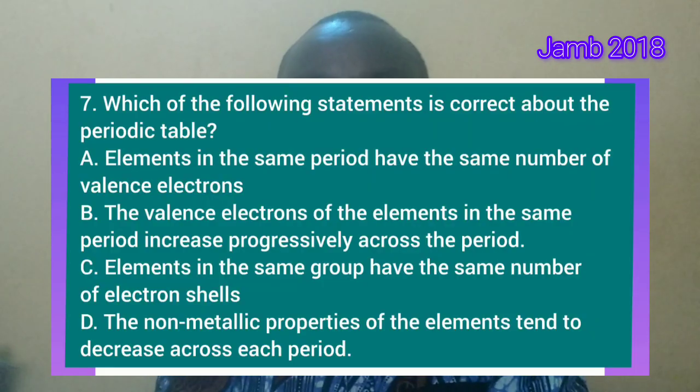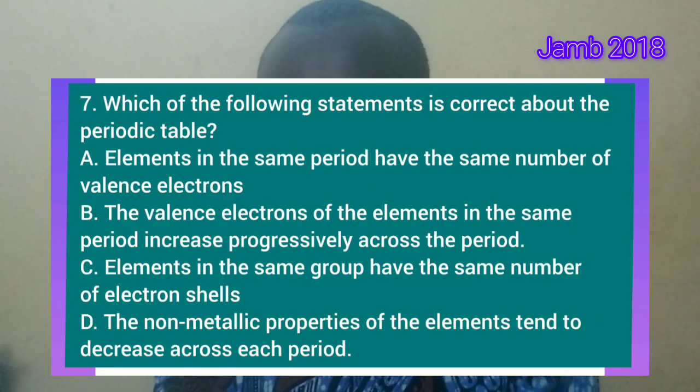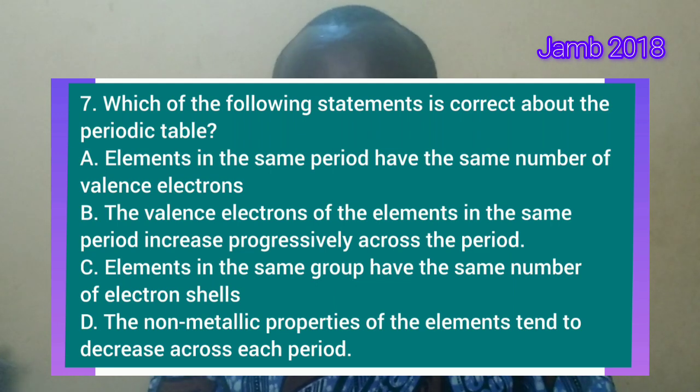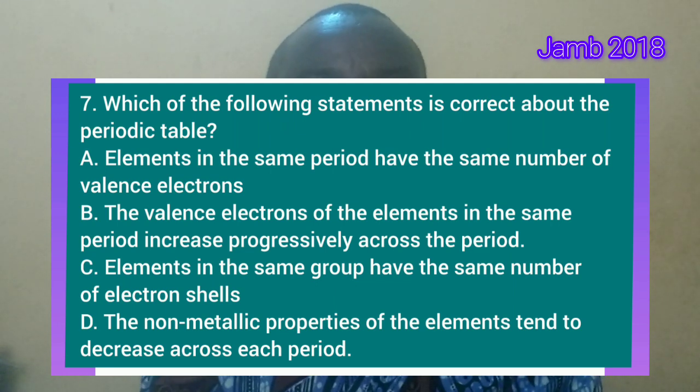Let's look at question number 7. Which of the following statements is correct about the periodic table? Meaning from option A to D, only one is correct. A, elements in the same period have the same number of valence electrons.